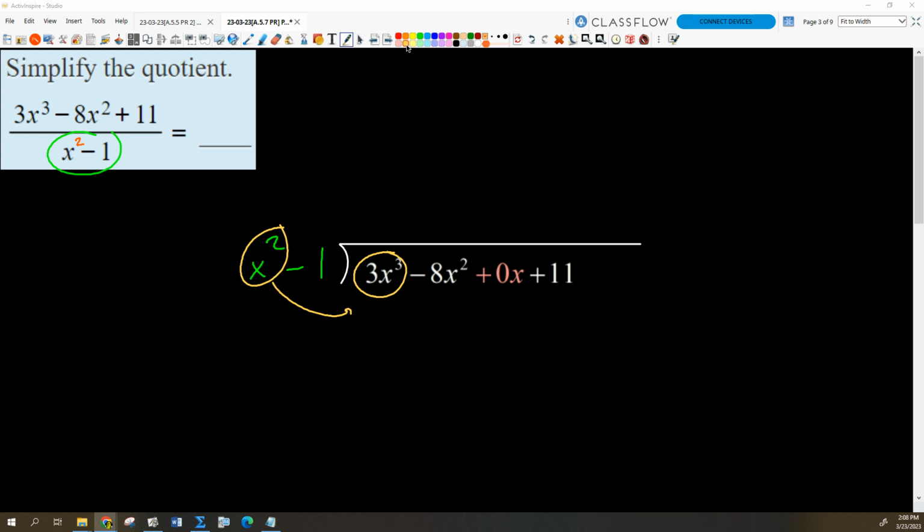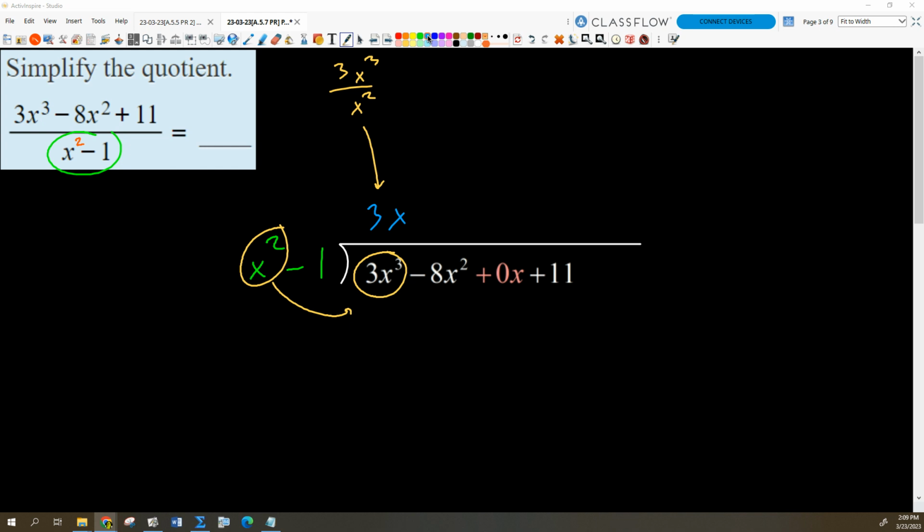So we're going to ask, how many times does the leading term outside divide into the leading term inside? And we can always find out by just writing out that quotient. First term inside divided by first term outside. What is 3x cubed divided by x squared? 3x. Okay, good. So then our first term in our answer is going to be 3x.